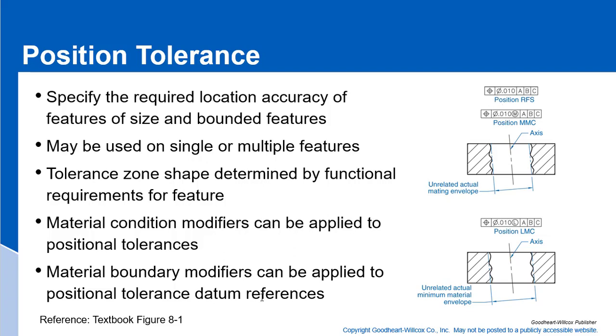Material condition modifiers can be applied to tolerances. Here we've got an MMC applied to this tolerance. Here we've got an LMC condition applied to this tolerance. Material boundary modifiers can be applied to position tolerance datum references. We don't have any shown in here, but these datum references can go with boundary modifiers if the design requires it.